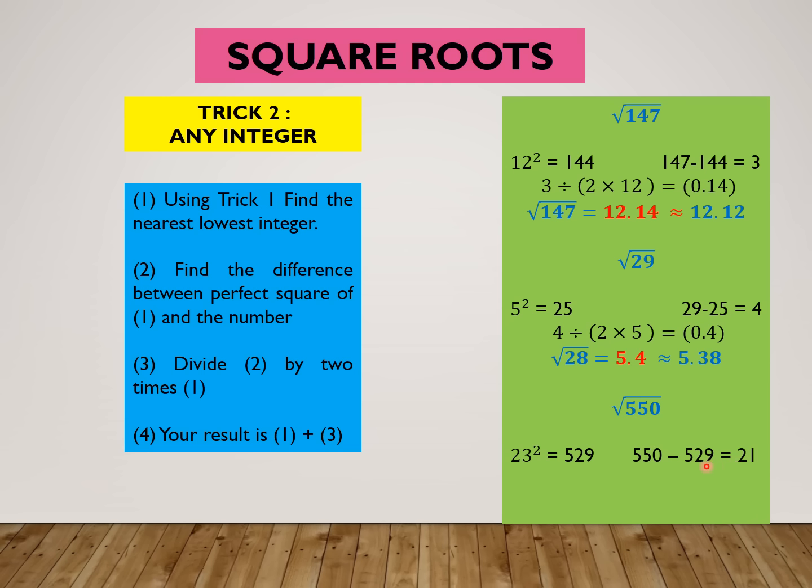Now 550 minus 529 is equal to 21. So what we will do now, we will divide 21 by 2 times 23, that is 21 by 46, which will be approximately equal to 0.4. So our result is 23.4, which is approximately equal to the exact value of 23.45. This is a very important trick in order to calculate the square root and to solve the approximation problem. So try to revise it again and again.